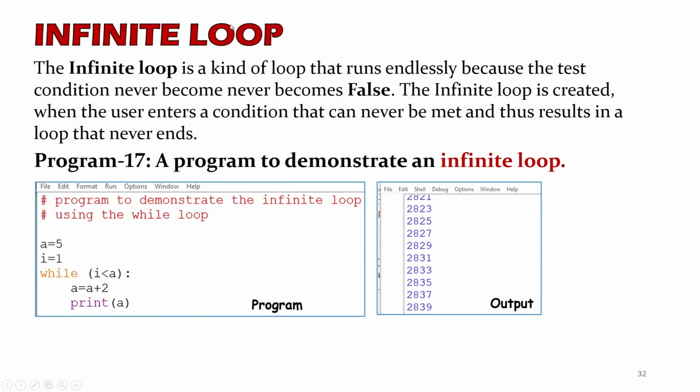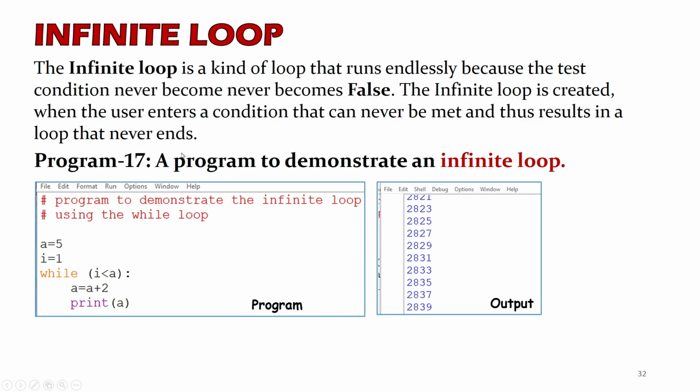Now, what is an infinite loop and how is it created? An infinite loop is a kind of loop that runs endlessly because the test condition never becomes false. The infinite loop is created when the user enters a condition that can never be met and thus results in a loop that never ends.